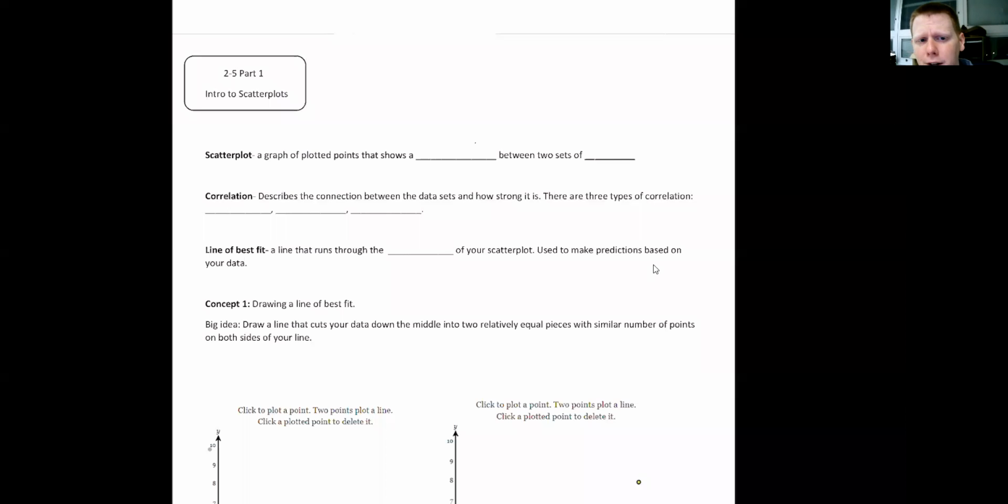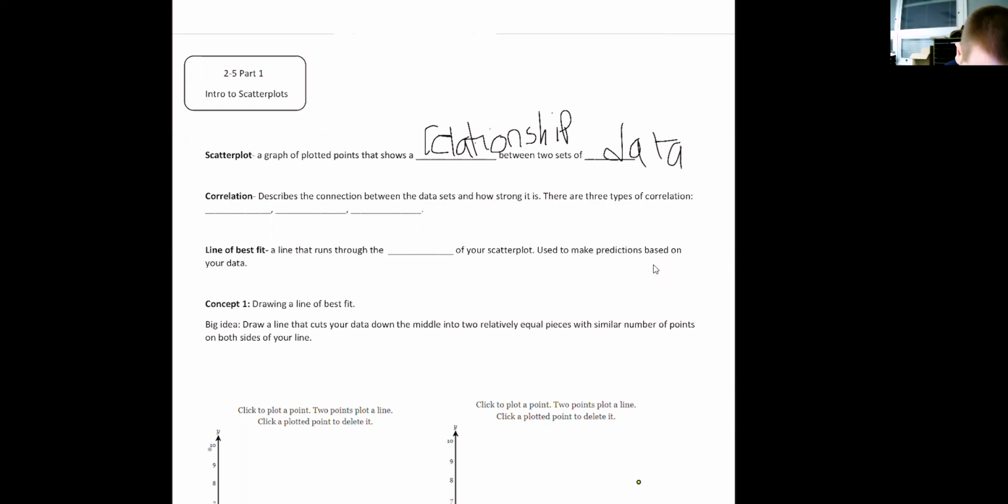All right, welcome everyone. Today we're going to be looking at section 2.5, Intro to Scatterplots. Scatterplots, as you probably have seen them before, are those graphs of plotted points that show the relationship between two sets of data. Usually we use them to compare two sets of data to see if there's a connection between our two values.